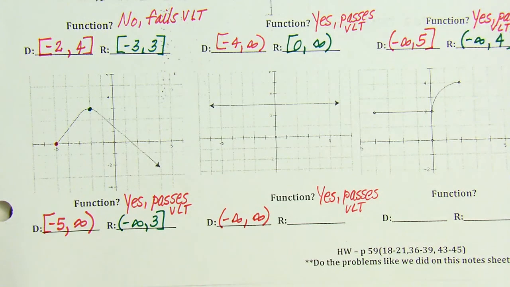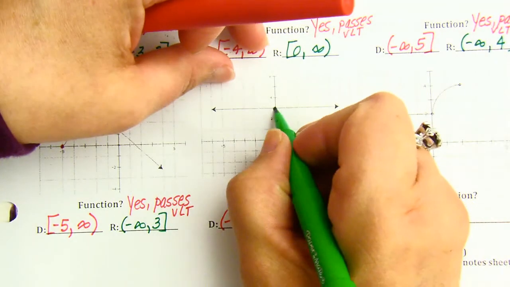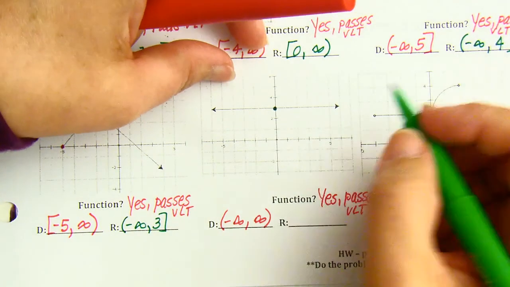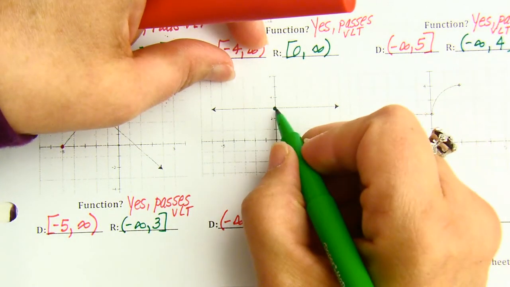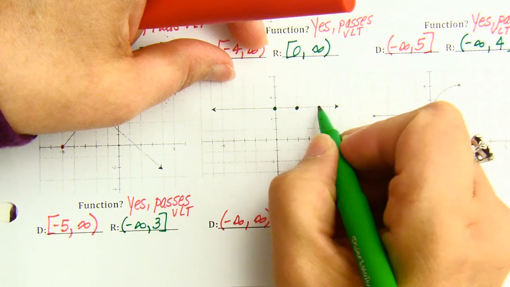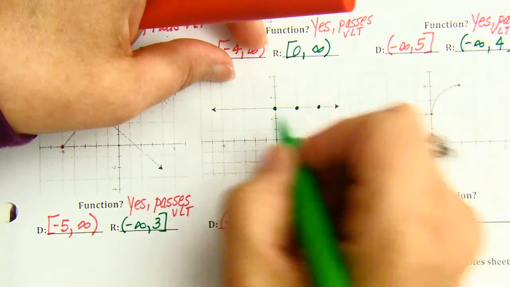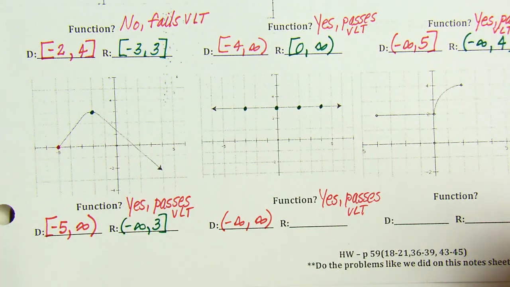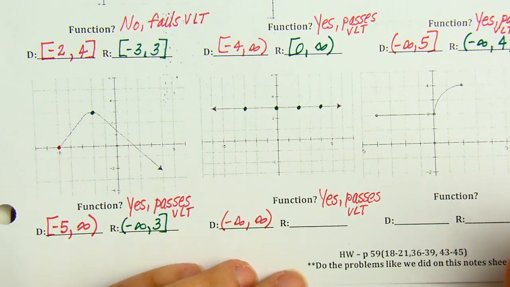And what's my range? Well, notice there's only one single value on the graph of this function. It's a y value of 3. Because at this ordered pair, the y value is 3. This ordered pair, the y value is 3. So there's only one single value of y found on the graph of this function.